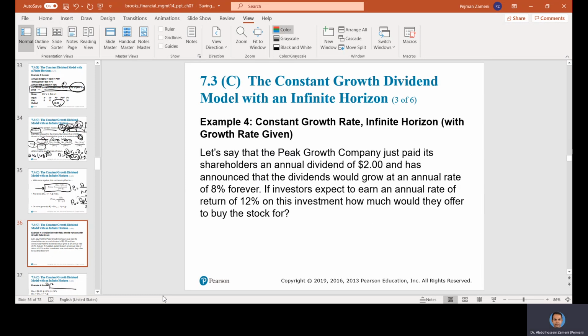Okay, example. Let's say that the Peak Growth Company just paid its shareholders an annual dividend of $2. Just paid. See what he's saying? Just paid means it is dividend 0. And has announced that the dividends would grow at an annual rate of 8% forever. g is given to us. If investors expect to earn an annual rate of return of 12% on this investment, how much would they offer to buy the stock for?